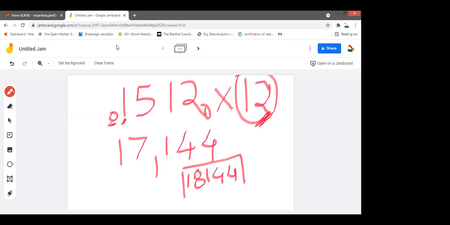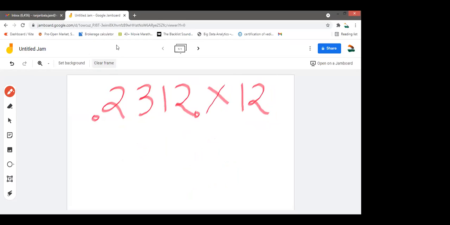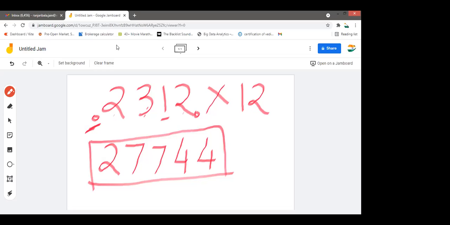Next problem. Now you do this problem and tell me the answer. 2312 multiplied by 12. Put zeros on both sides. Start from the left. 2 into 0, 0 plus 2, 2. 2 twos are 4 plus 3, 7. 2 threes are 6 plus 1, 7. 2 ones are 2 plus 2, 4. 2 twos are 4 plus 0, 4. So this is your answer. So fast you can do.